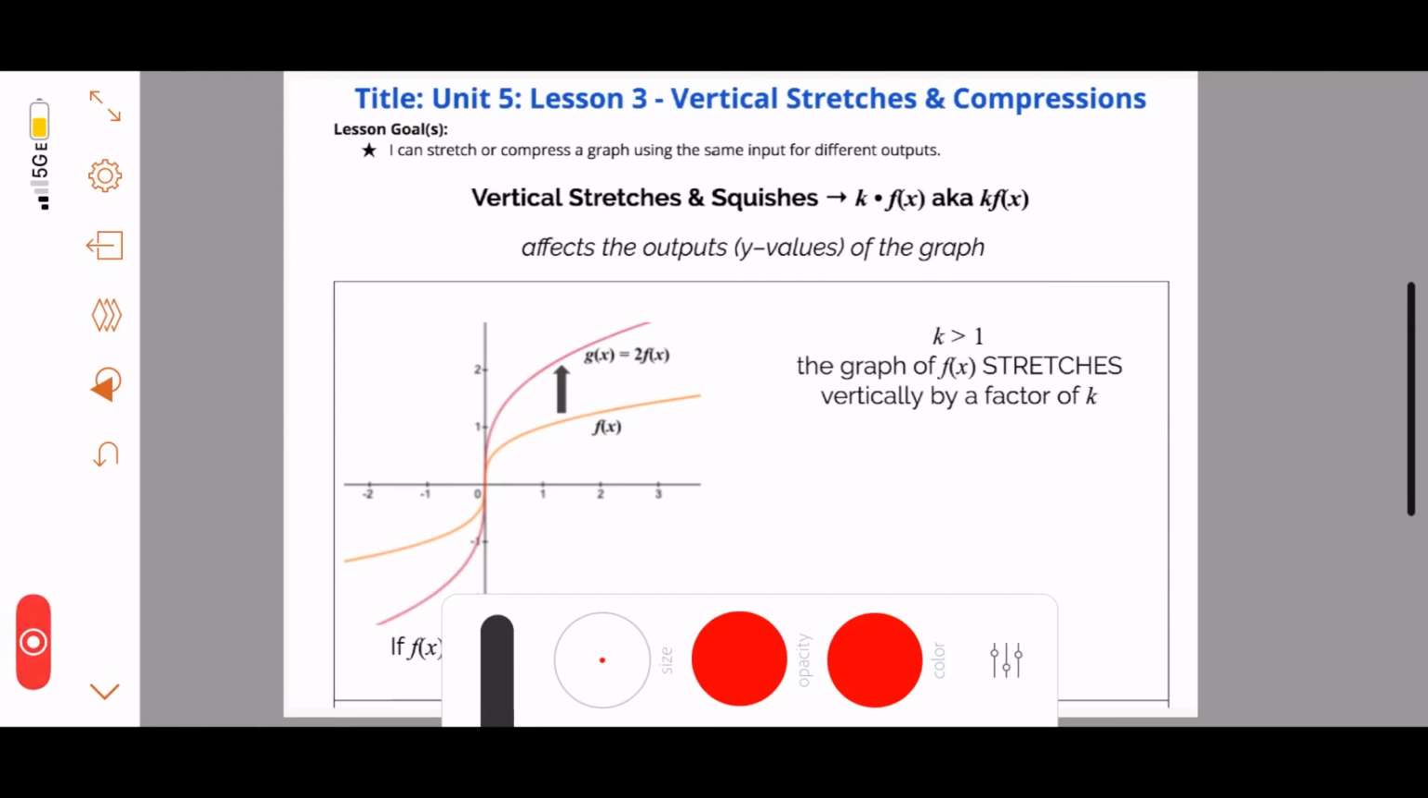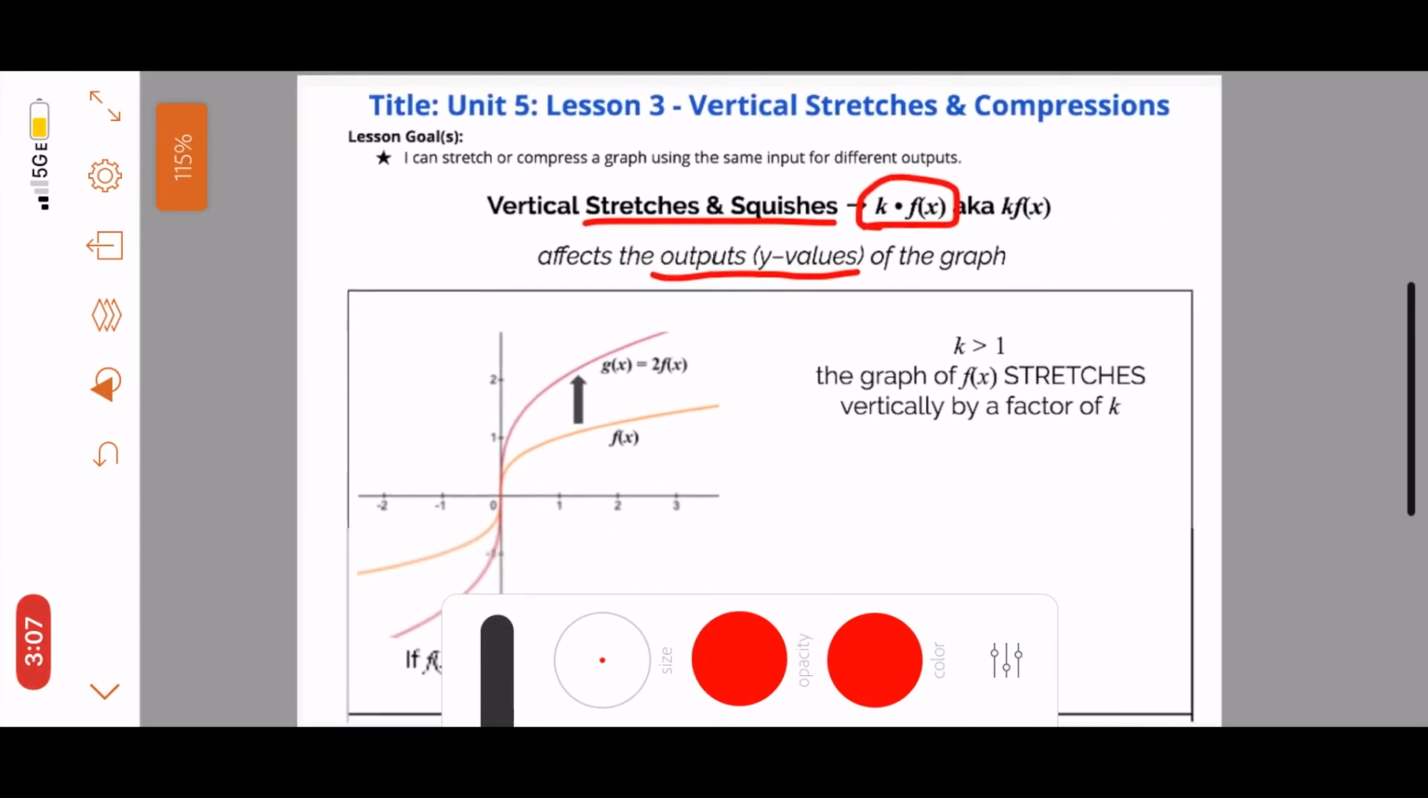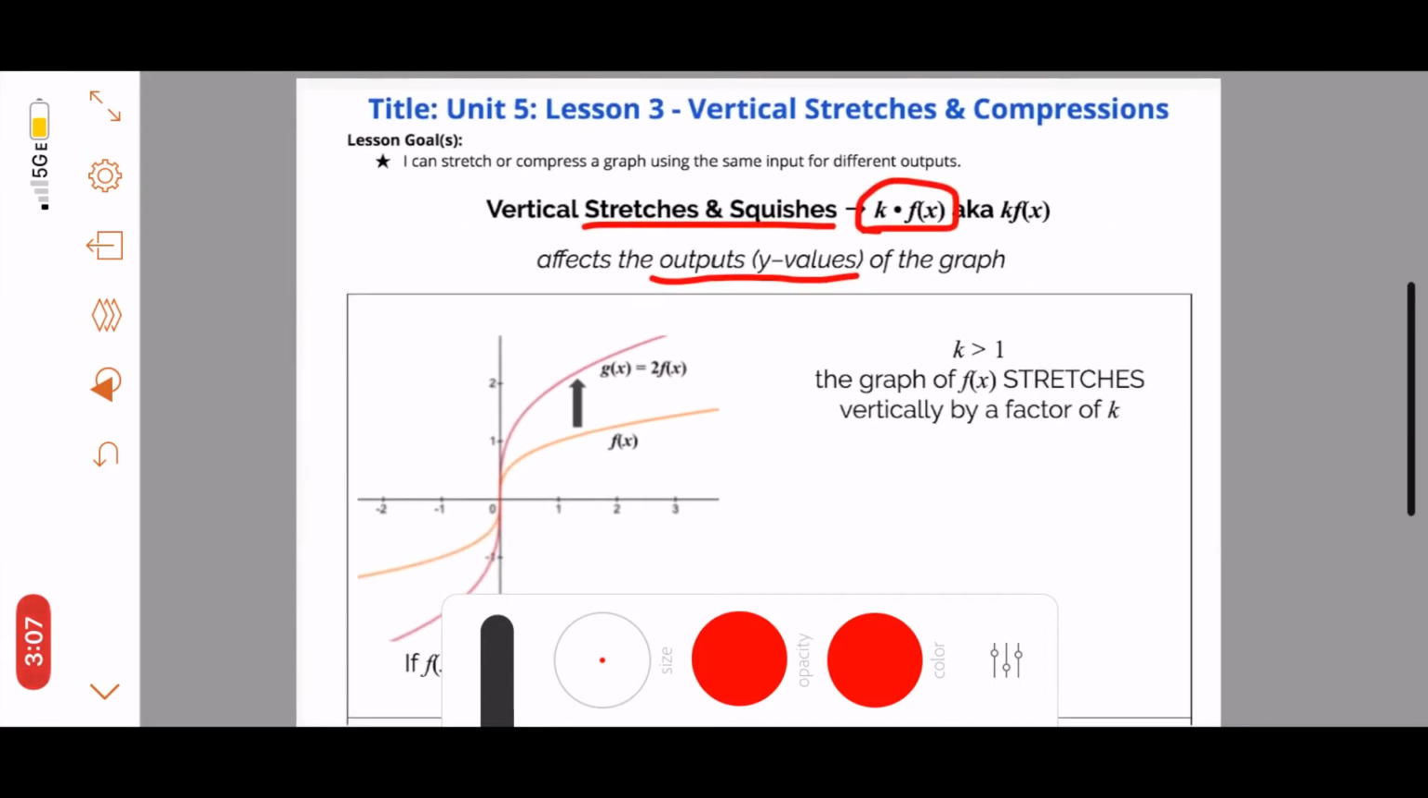So the way you can recognize these is when k, our variable, is multiplied by the function. As you can see here it says vertical stretches and squishes. It's another word for compression. And then we have k times f of x, or our function. It also might be written without the dot, so k times f of x. And this affects our outputs, or y values. So again, we're going to be putting in the same inputs and getting different outputs.